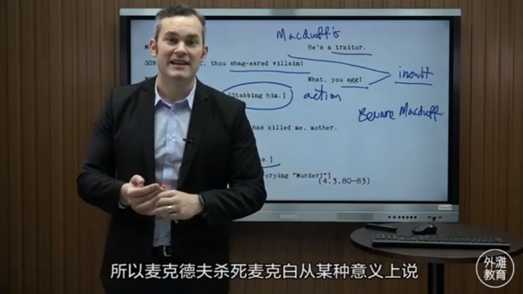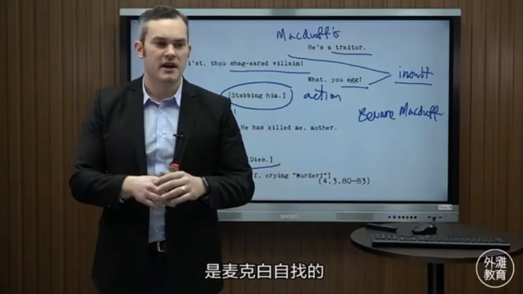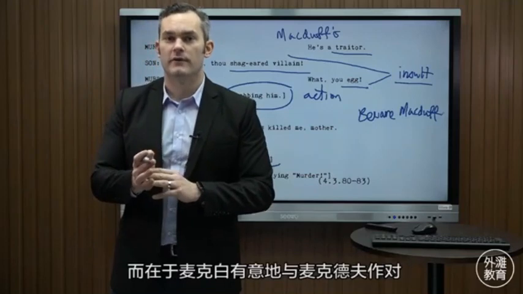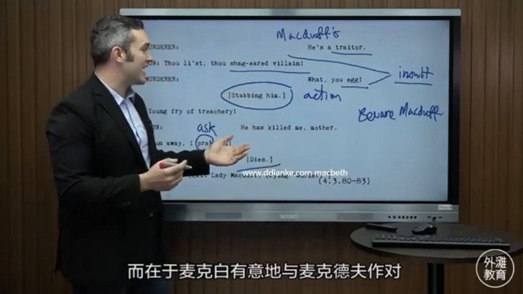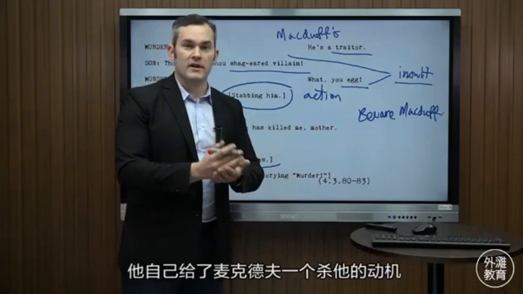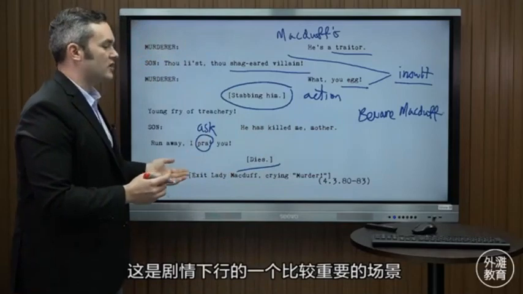So when Macduff finally kills Macbeth and cuts off his head in Act 5, in a sense, Macbeth has brought it on himself not only by murdering Duncan, the rightful king of Scotland, but by antagonizing Macduff, right? He's given him motive to kill Macbeth. So this is a key scene in the falling action of the play.